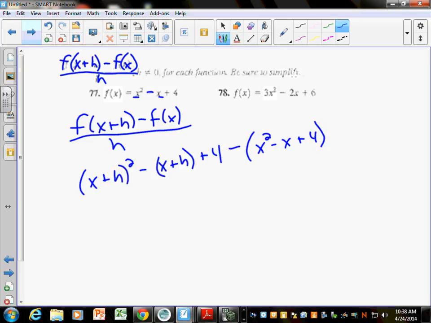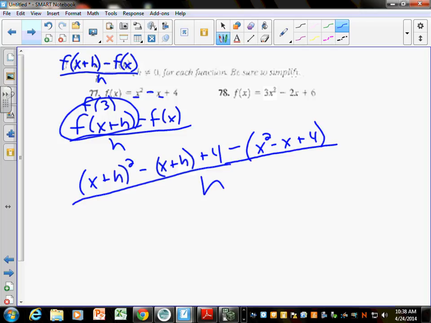Yeah. f of x plus h. Just like if it said find f of 3, you should know that means everywhere there's an x, you replace it with 3. I'm doing the exact same thing, except I'm replacing it with x plus h. So x squared becomes x plus h squared. Minus x, I'm replacing x with x plus h, plus 4 stays the same. That is this part. And then I'm subtracting f of x. If this is f of x, I'm just subtracting the whole thing. I put parentheses around it because I'm going to go back and distribute. And then I'm going to put all of that over h.